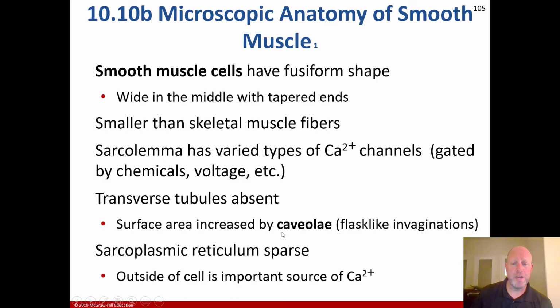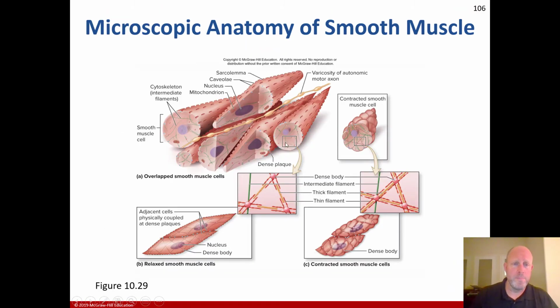The surface area is increased by caveolae, which are flask-like invaginations. Sarcoplasmic reticulum is sparse, unlike that of skeletal muscle. And the outside of the cell is an important source of calcium.